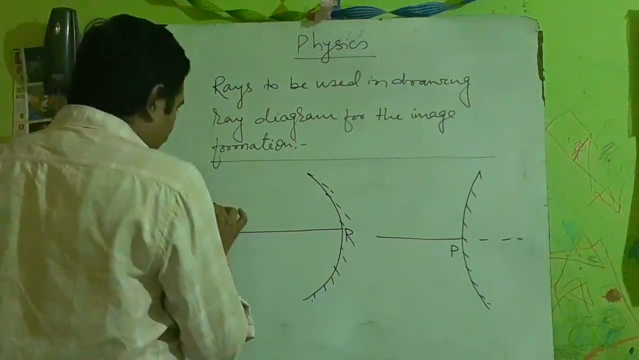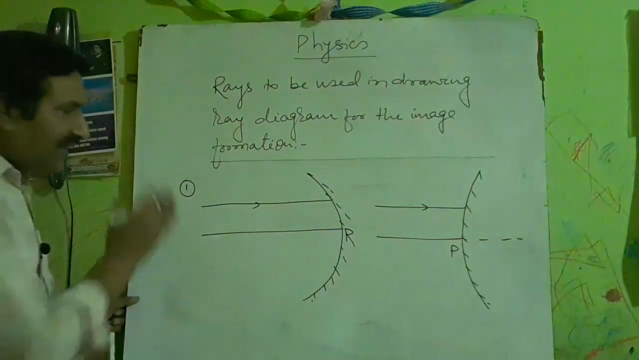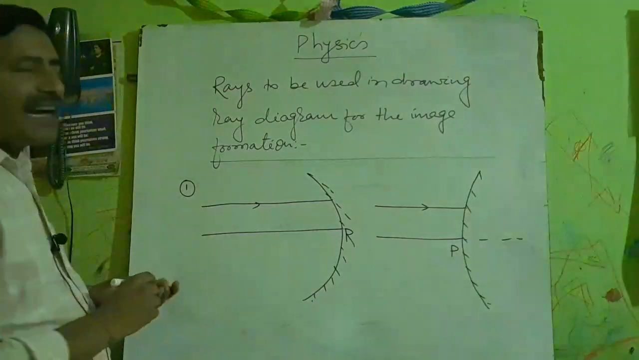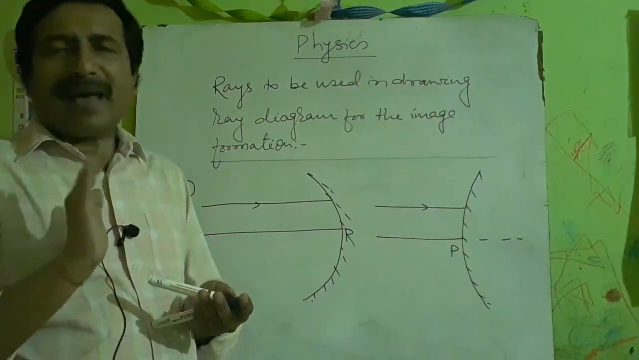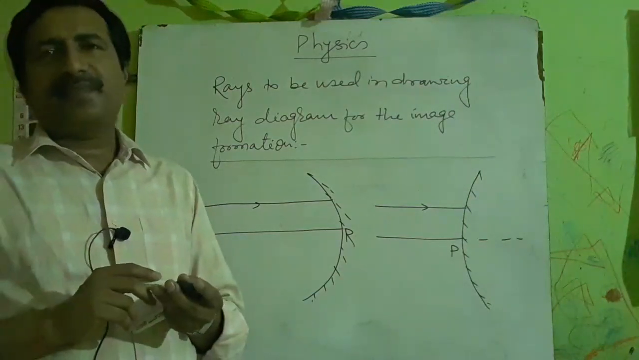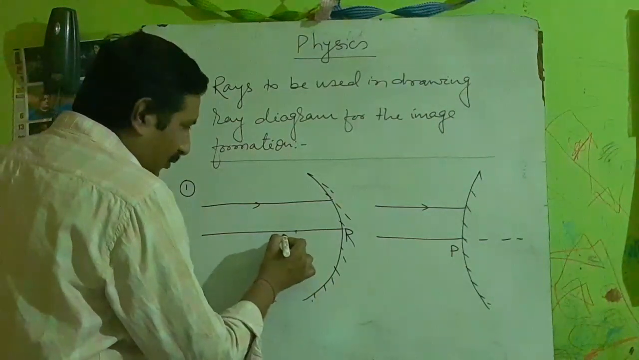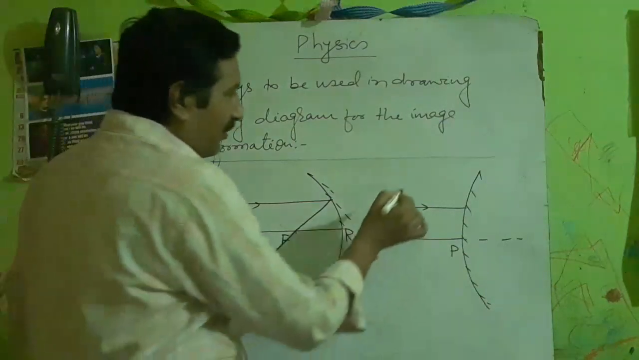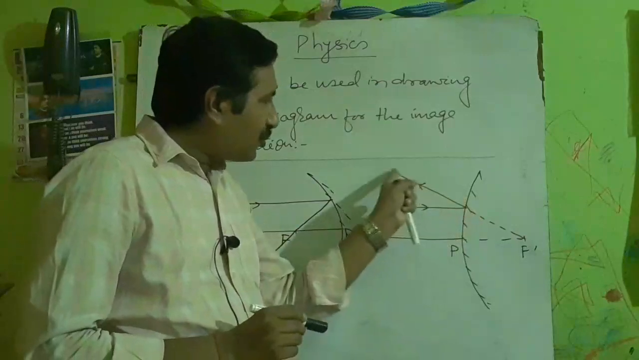If a ray is incident parallel to the principal axis, and very, very close to the principal axis, they are called paraxial rays. And paraxial rays pass through the focus after reflection. In case of a concave mirror, suppose this is the concave mirror and this is the focus, so this ray will pass through the focus after reflection. In case of a convex mirror, it appears to be coming from the focus. You see, it appears to be coming from the focus.